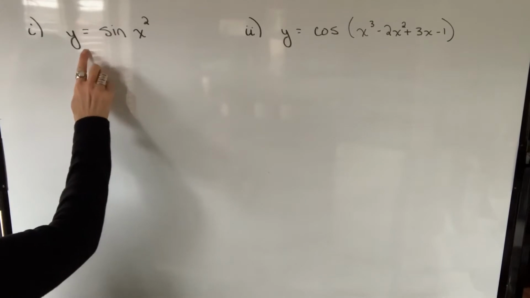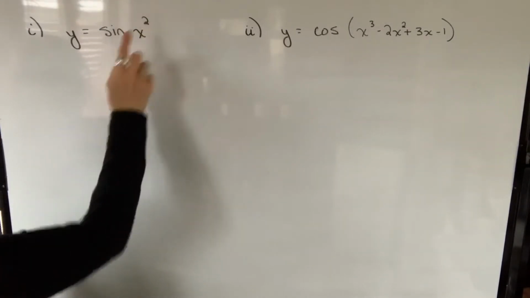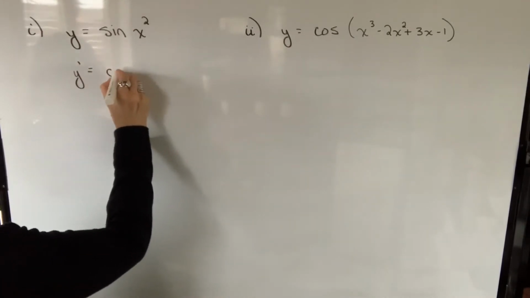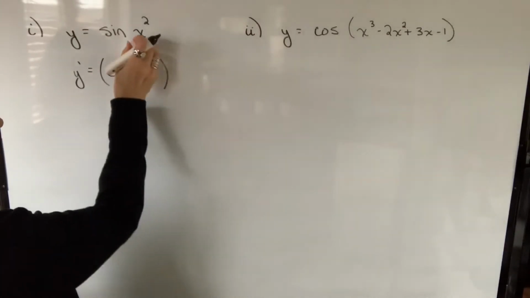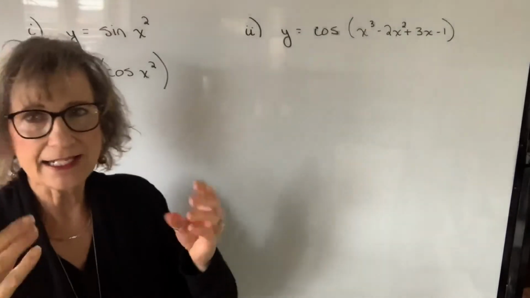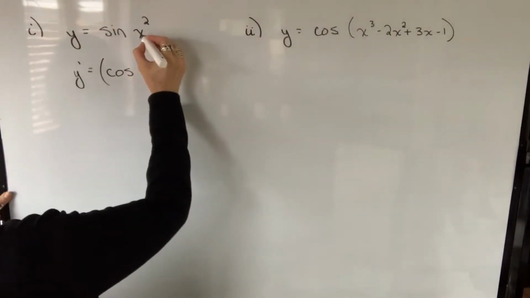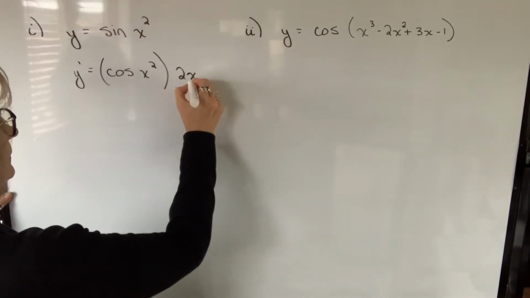So in our first example, if we have y equals the sine of some function of x, which is x squared, the derivative of that will be the cos of x squared. And then we have to go inside the sine function. So the sine function is our outside function, and inside the sine function is a square function. So the derivative of x squared would be 2x.